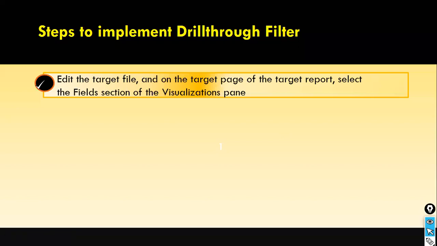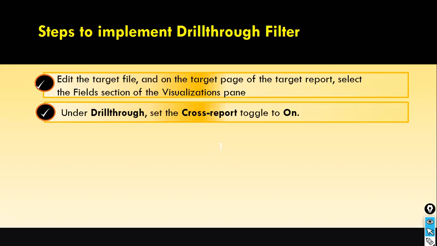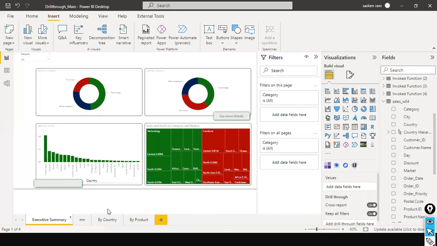In this case, you need to edit the target file, and on the target page, the target report, select the field section of the visualizations pane. But in this case, we have already done that. So we have created, if I take the copy of this one, duplicate of this one, and then if I remove these two things here, okay, and then if I keep this only in that other report, and if I publish it on cloud, we can test it, because here you cannot test it.